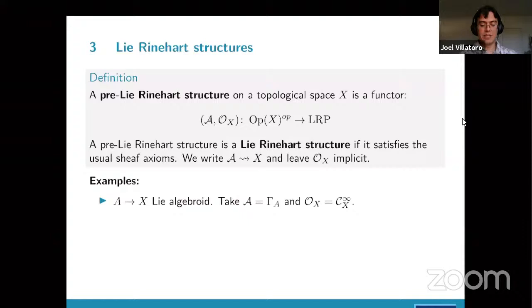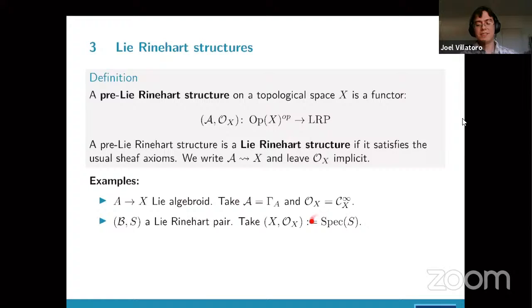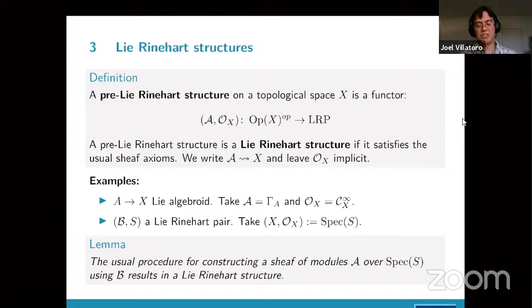So examples, take a Lie algebroid. If you have a Lie-Rinehart pair, you can define the spectrum of your Lie-Rinehart pair. So as the base map, the base topological space, you take the spectrum. And then, lemma, there's a usual procedure for constructing from a module a sheaf of modules over the spectrum.